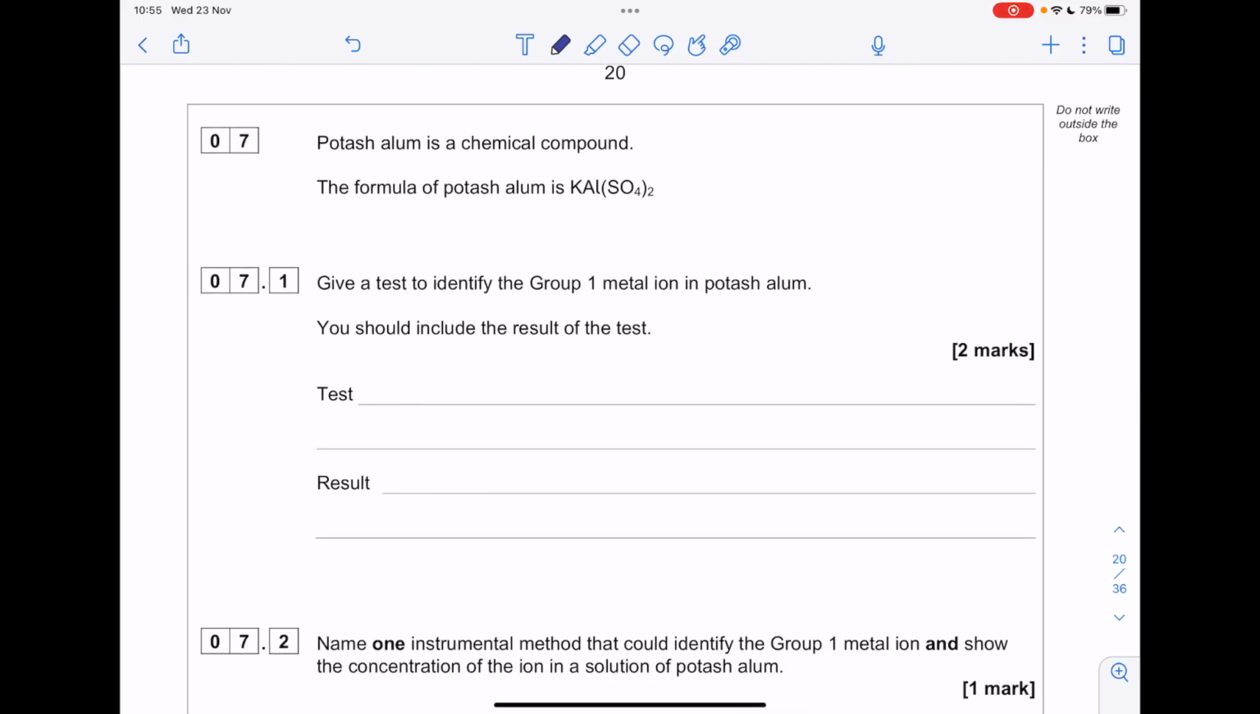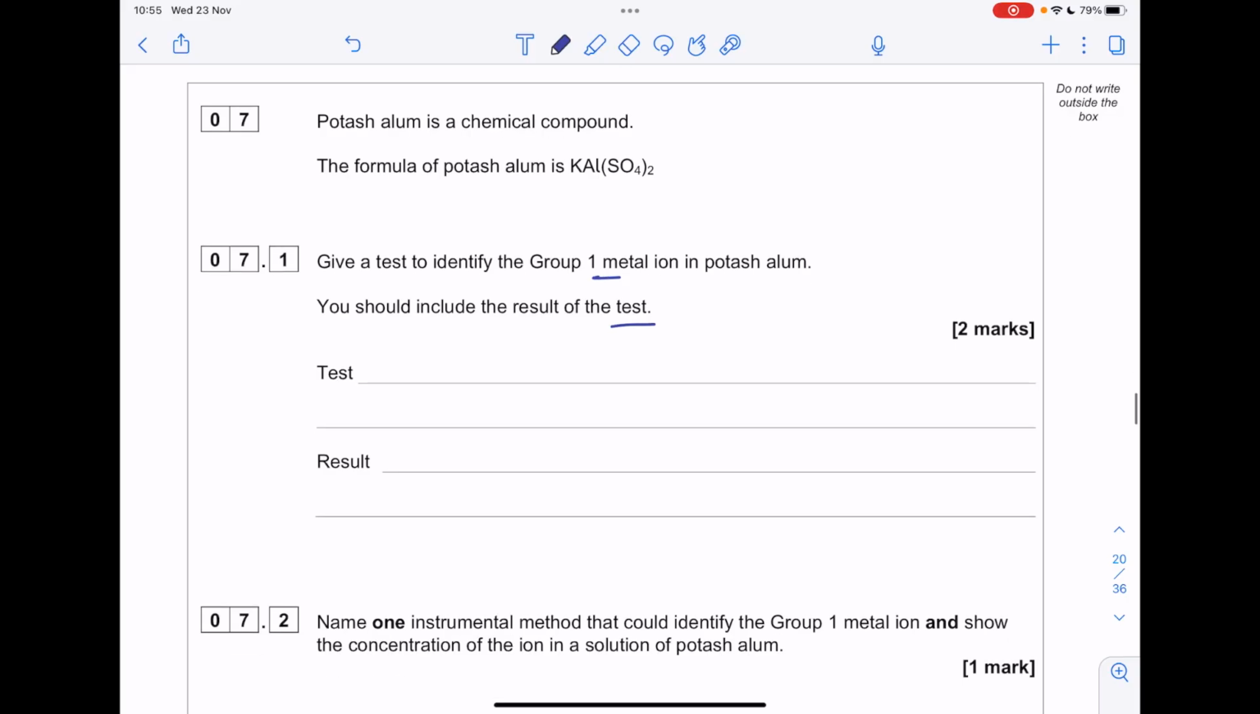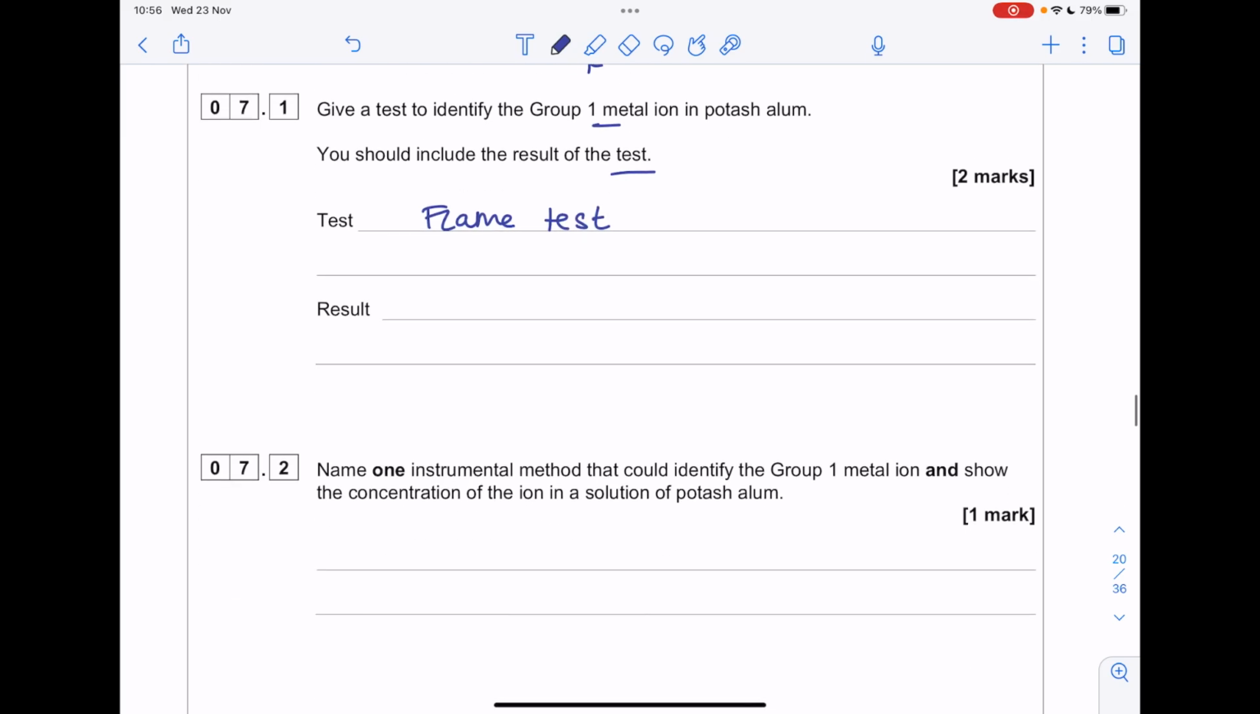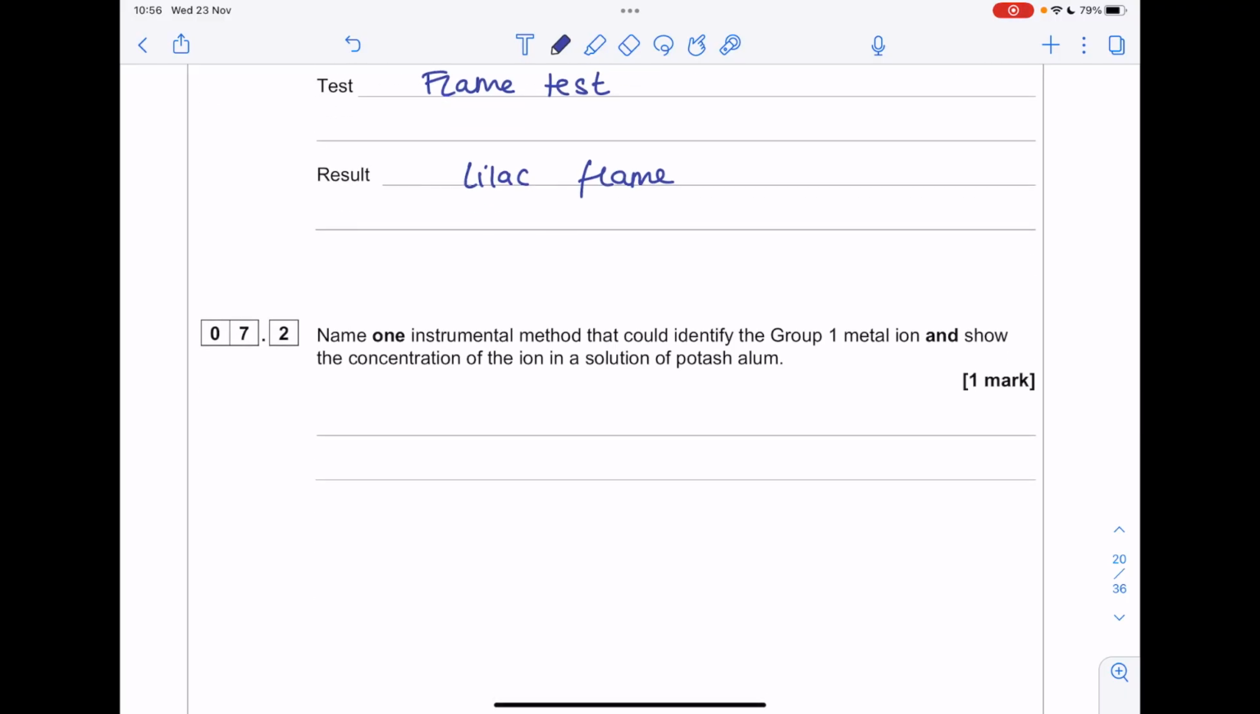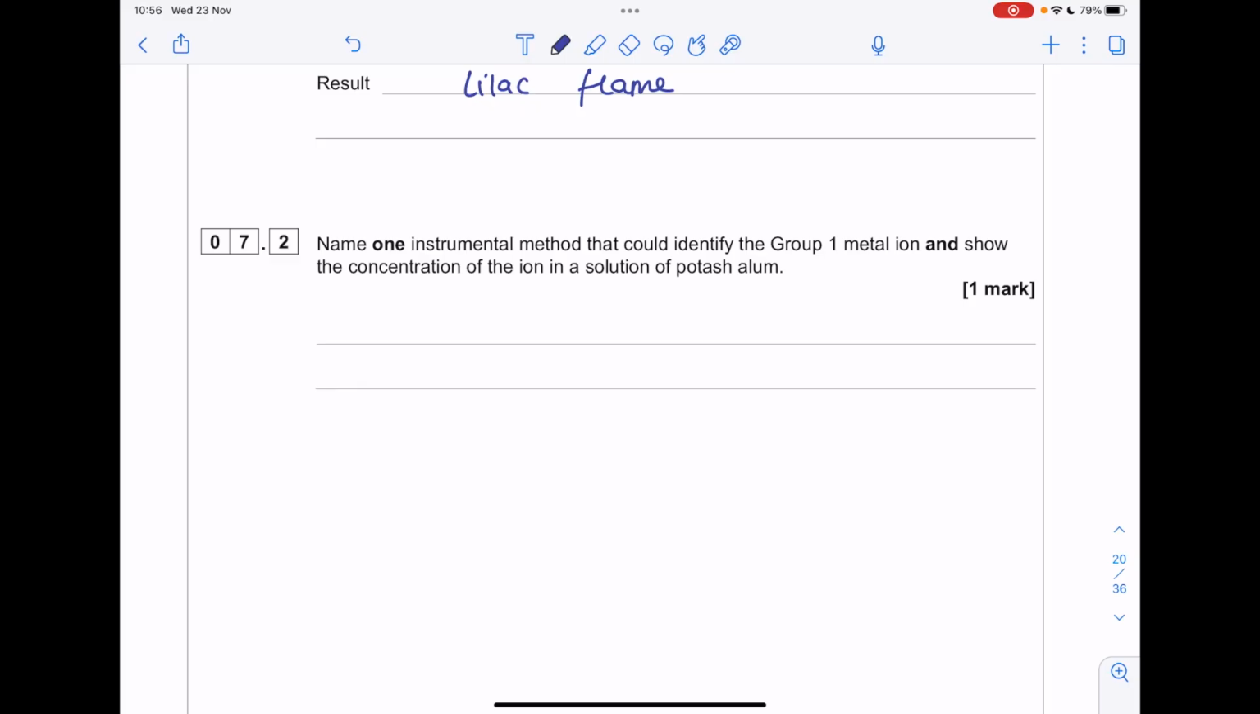Potash alum is a chemical compound. Here's its formula. Give a test to identify the group 1 metal ion in potash alum. You should include the result of the test. So your group 1 metal ion is K+. You want to use a flame test. And remember, if you have a potassium ion, you should see a lilac flame. Name one instrumental method that could identify the group 1 metal ion and show the concentration of the ion in a solution of potash alum. You would use flame emission spectroscopy here.